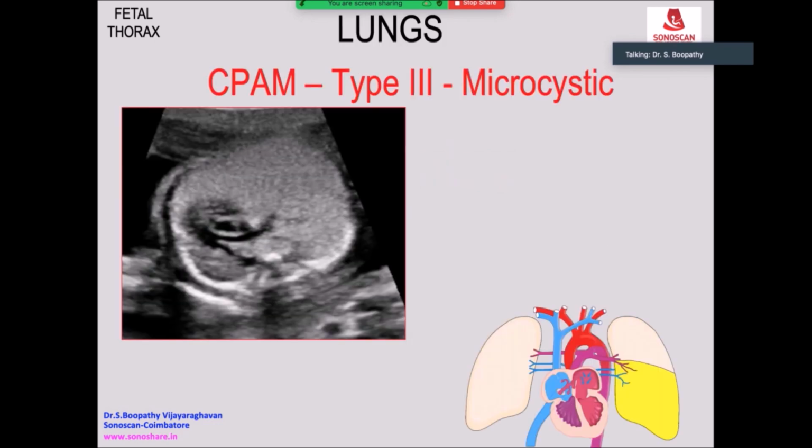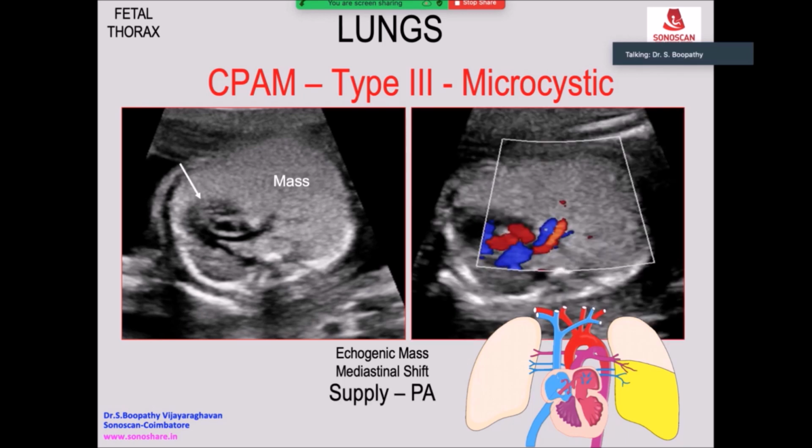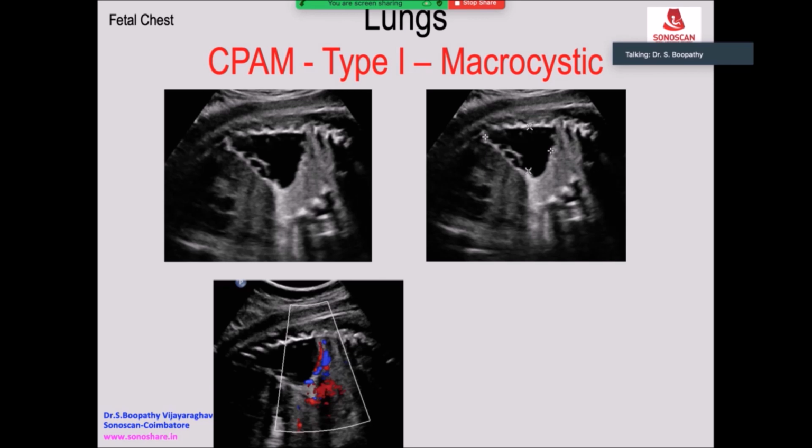You may get in CPAM type 3, which is the microcystic, where you see typically an echogenic mass on either right or left side, more common on the left side. Because this is on the left side, there is mediastinal shift to the right side, and when you put on color, you see the mass is supplied by the pulmonary artery and vein.